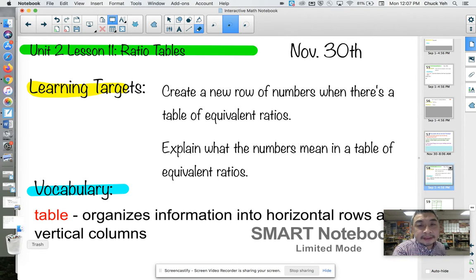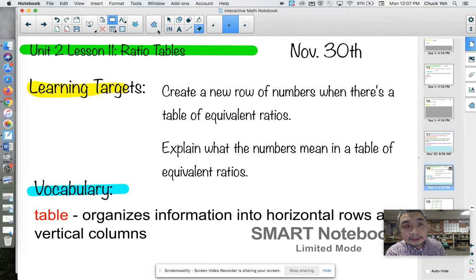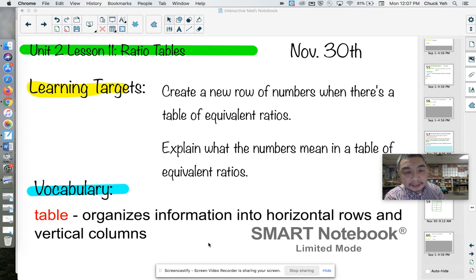So we'll see. All right, today's lesson was lesson 11, ratio tables. We're going to work on this today and tomorrow. Write down the learning target and then the vocabulary: a table organizes information into horizontal rows and vertical columns.